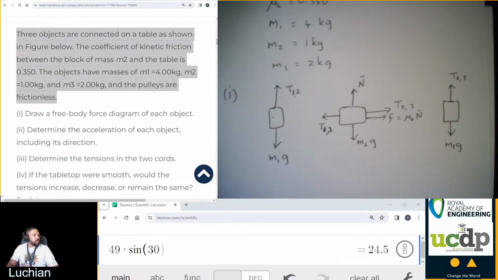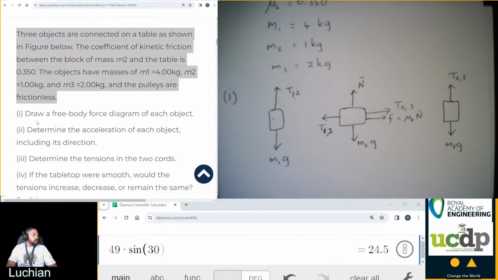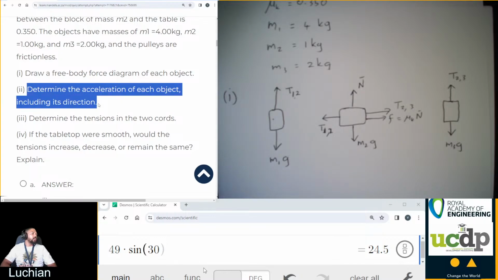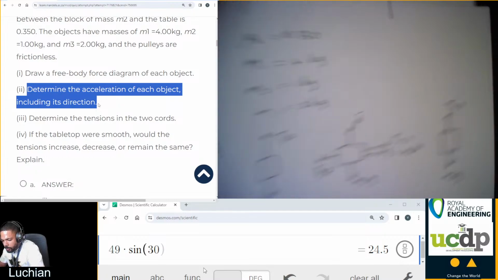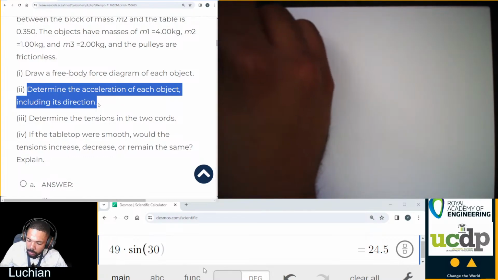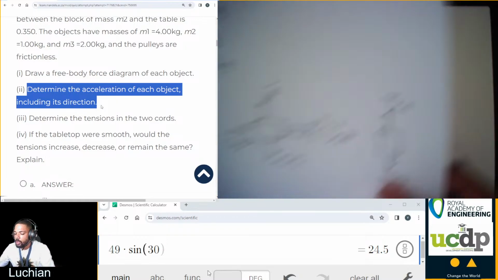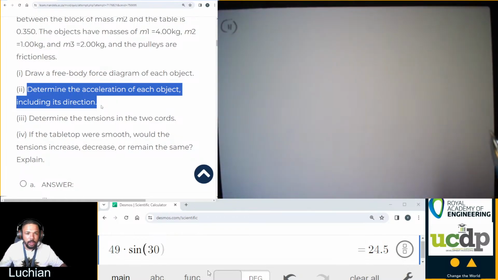The next question, number 2, is determine the acceleration of each object, including its direction. So I'm going to do that on the next page. Here, number 2, determine the acceleration of each one of those blocks. This is the force diagrams for each of them, and I'm going to determine the acceleration for each one of them.